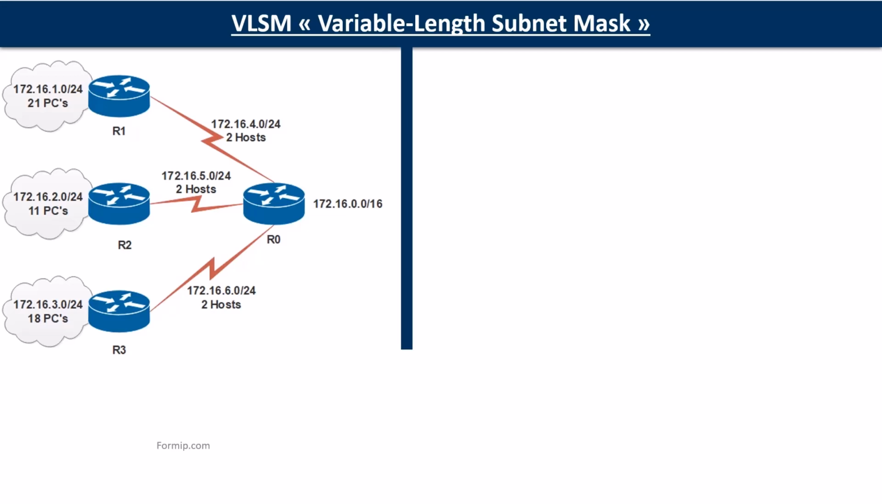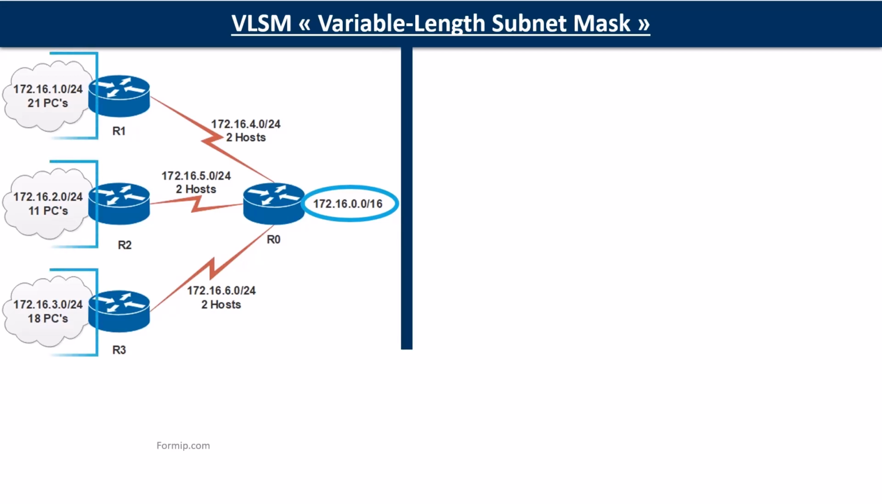For example, in this image, the network class B 172.16.0.0 has been split into several subnets by applying a /24 mask to it. That is to say, 255.255.255.0. So here, each subnet has 254 usable IPs for hosts. In this context, most host addresses are lost.